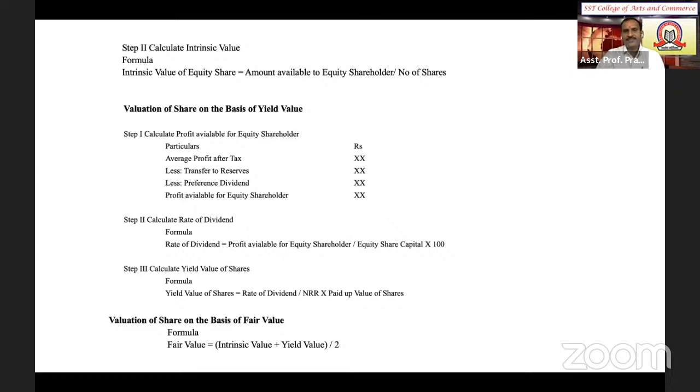Then we'll move to step number 2. My dear students, step number 2 depends on your step number 1, because if you do not get profit available to equity shareholder, we can't calculate the rate of dividend. So here the rate of dividend formula is profit available for equity shareholder divided by equity share capital multiplied by 100.